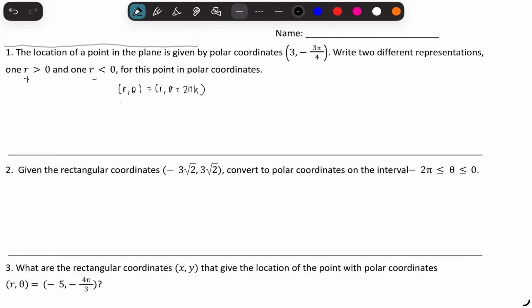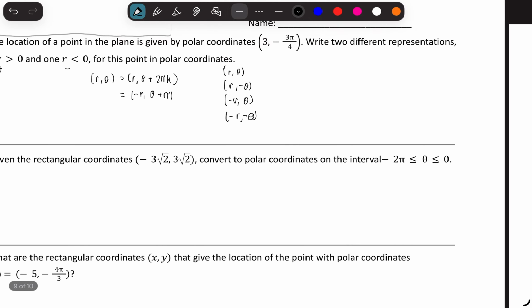Or if you have the form negative r and the angle plus pi. One coordinate point, you can have r of theta. So you have a positive radius and a positive angle. You can also have a variation where you have r and a negative angle, a negative r and a positive angle, and a negative r and a negative angle.